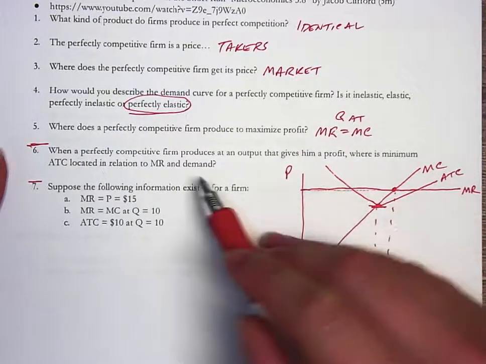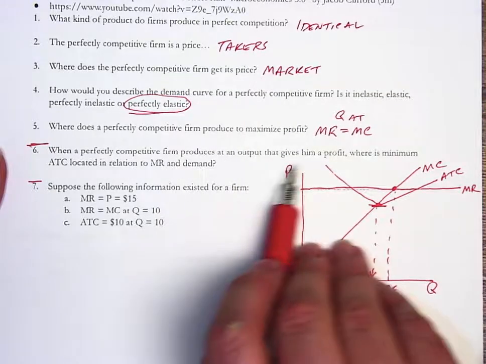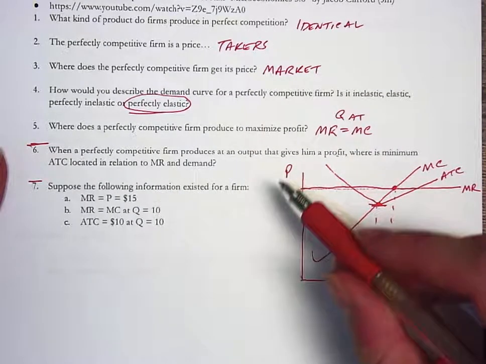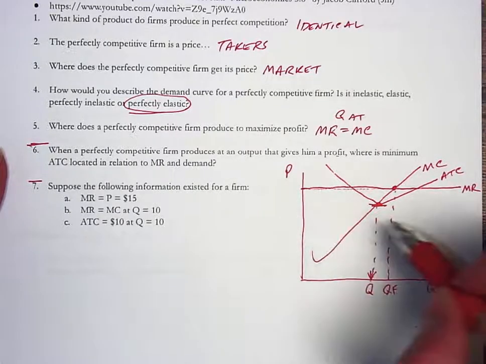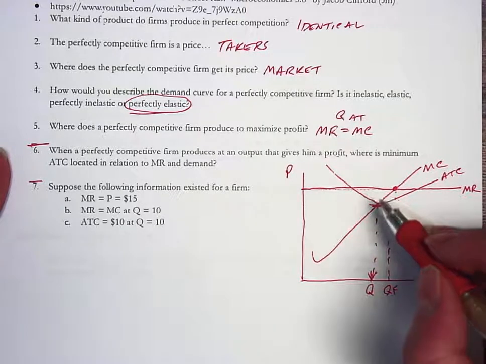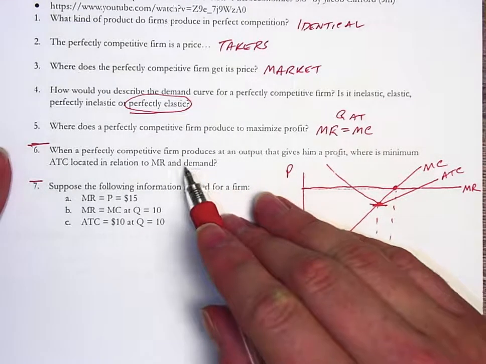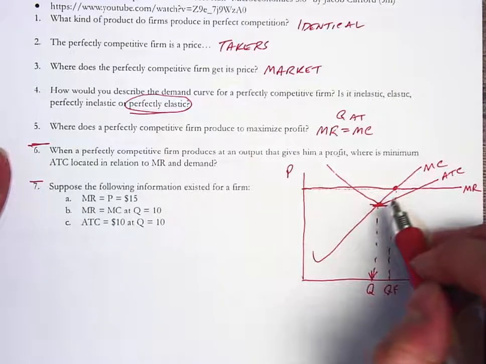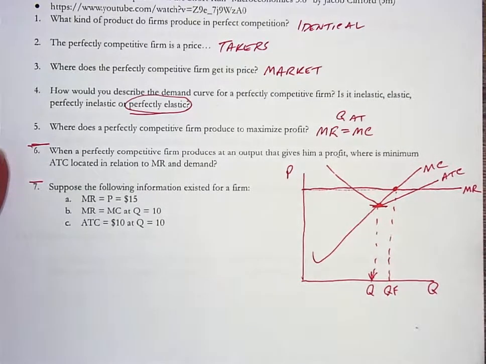So we would say that a perfectly competitive firm producing an output that gives them a profit is not productively efficient, because minimum ATC is actually to the left of that quantity, and below where the demand curve is. In relationship to MR and demand, the minimum ATC is actually below it. It's not at it. So in a long run equilibrium, they would be.